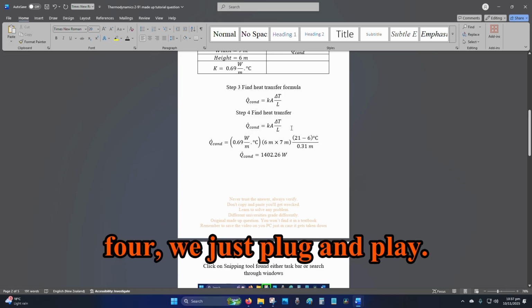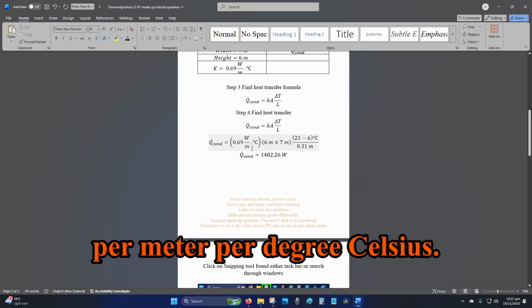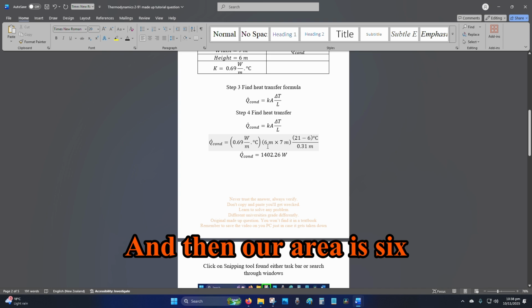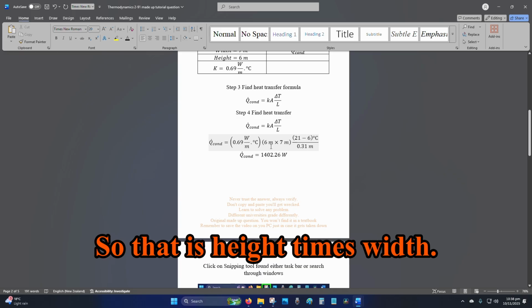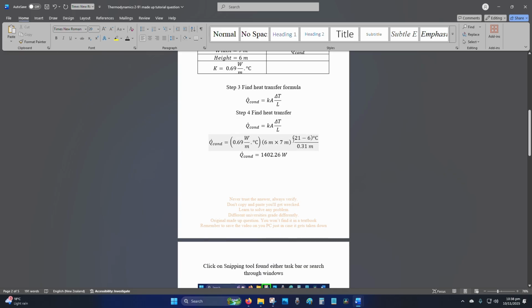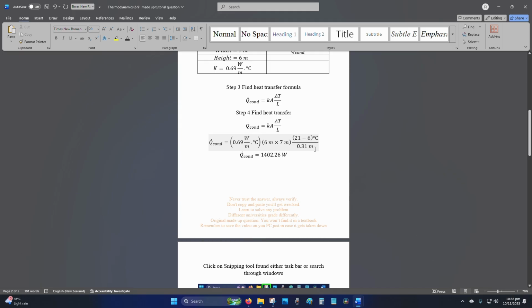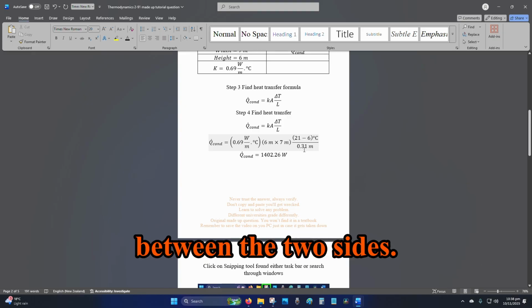Alright, so step 4, we just plug and play. So we got 0.69 watts per meter per degree Celsius. And then our area is 6 meters by 7 meters. So that is height times width. And then we've got 21 minus 6 degrees. That's the change in temperature. And then our wall thickness is our length between the two sides.